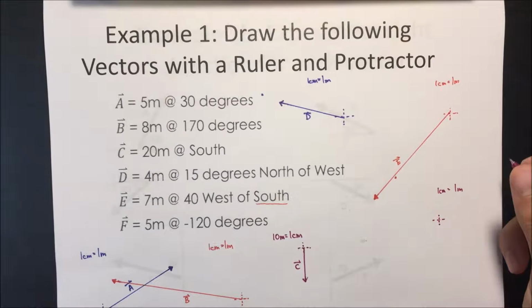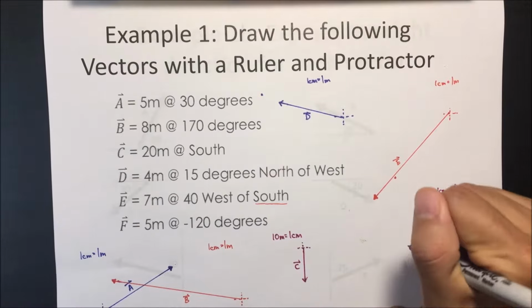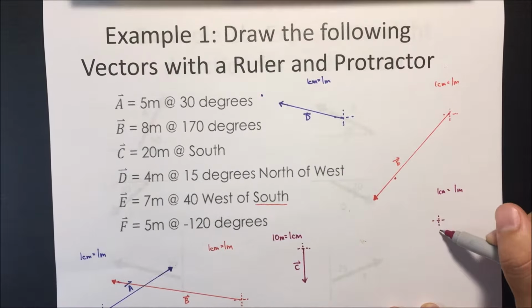And then, so this is 0 degrees. East is always 0 degrees, and we usually go 120 degrees. We usually go this way. However, if it's negative, that means we're going to start to go the other direction. So this would be 90, and then 100, 110, 120.